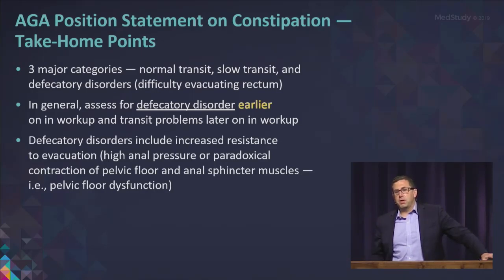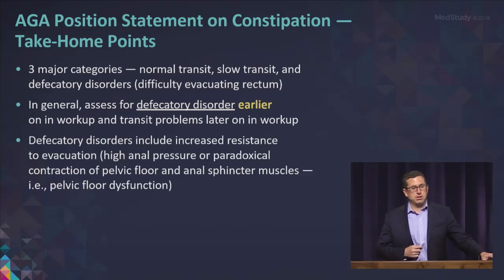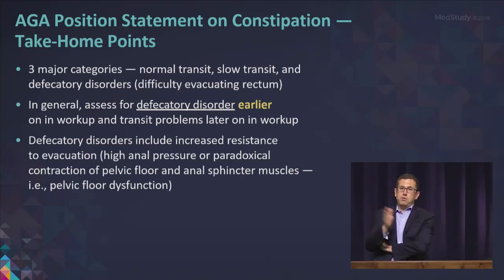There are some take-home points from the American Gastroenterological Association on constipation. These guidelines came out a few years ago, and they basically divide constipation into three categories: normal transit, slow transit, and disorders of defecation. In general, the move now is to rule out a problem with defecation before considering these other kinds of constipation, like slow transit constipation.